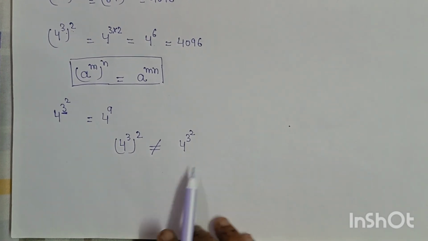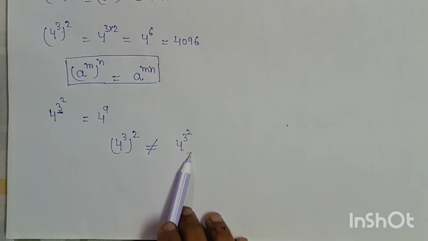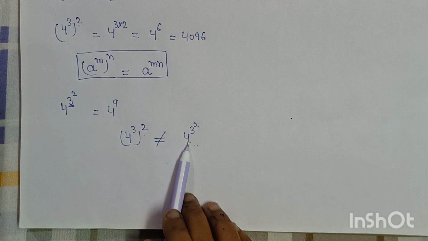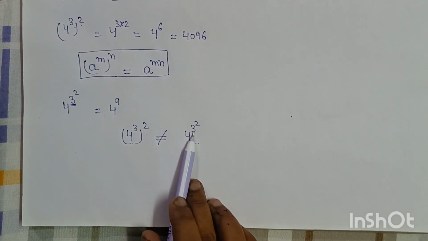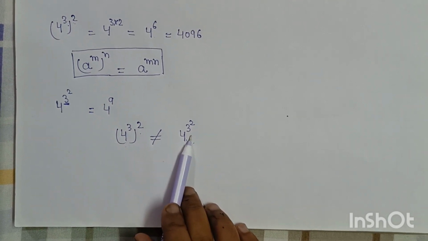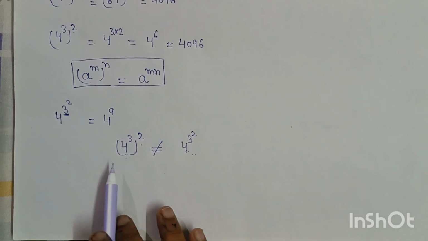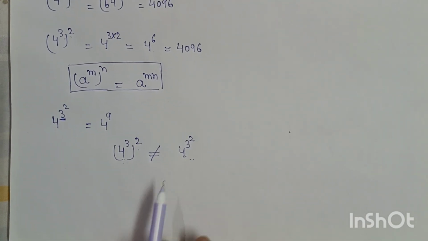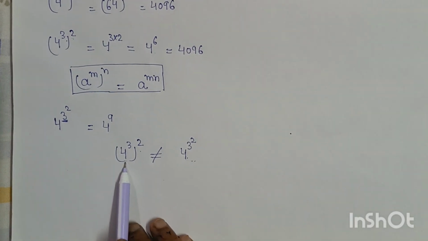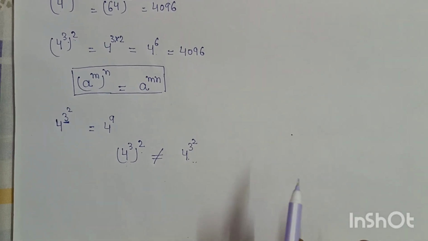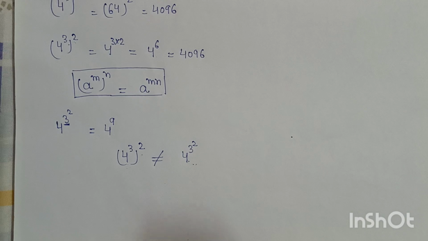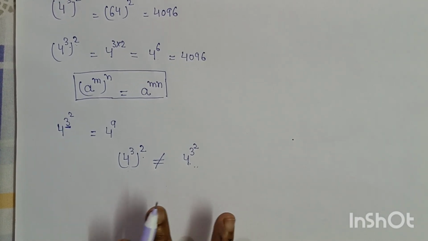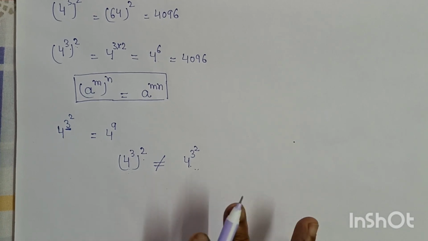So we can say these two expressions sound alike. If you read this, 4 raised to the power 3 raised to the power 2, and how will we read this, 4 raised to the power 2, 4 raised to the power 3 raised to the power 2. So they sound alike and they look alike. Obviously they look alike, but there's a minor difference of this bracket, and the meaning is different. The method of solving these expressions is different. So obviously they are not the same, they are way too different.